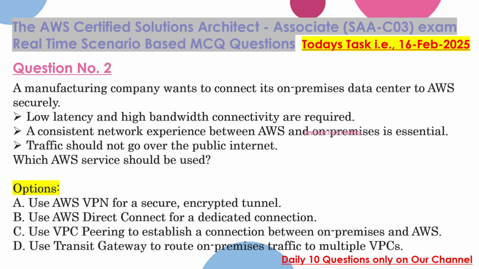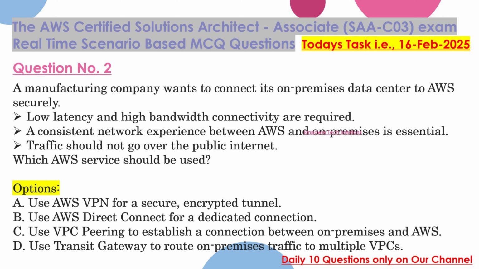Question 2. A manufacturing company wants to connect its on-premises data center to AWS securely. Low latency and high bandwidth connectivity are required. A consistent network experience between AWS and on-premises is essential. Traffic should not go over the public internet. Which AWS service should be used?